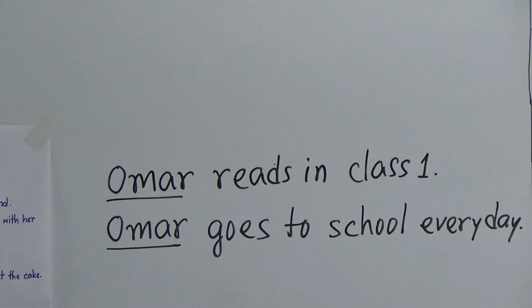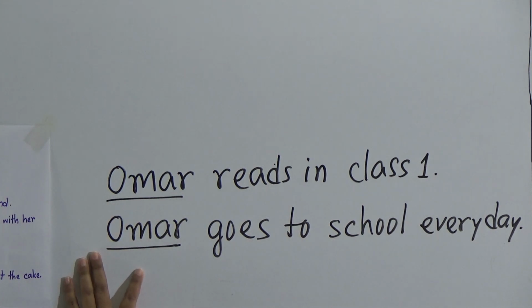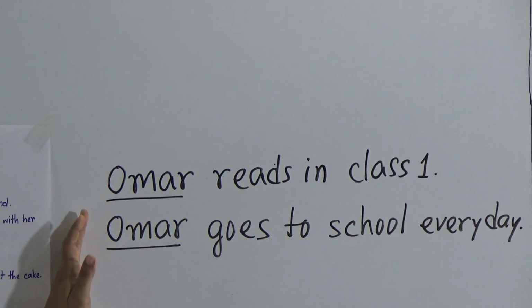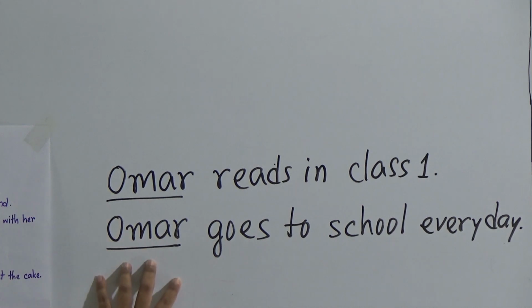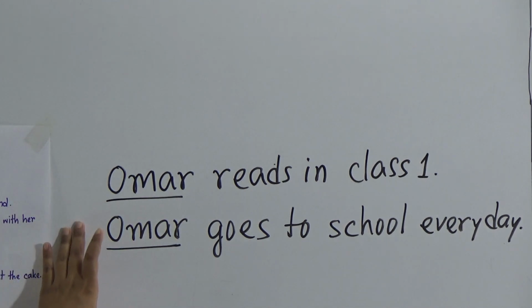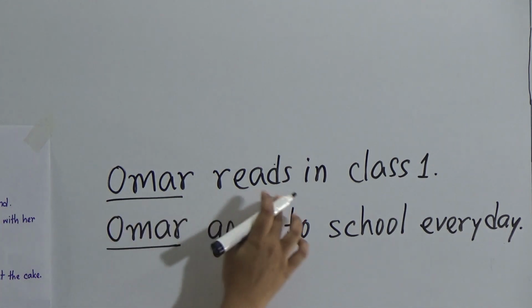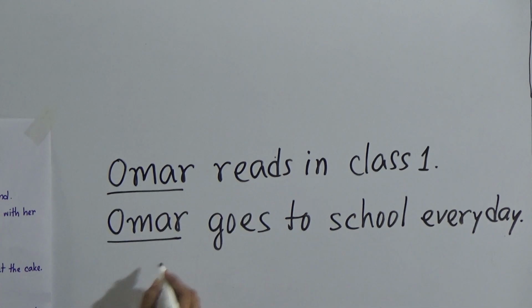So we are talking about Omar in both sentences, so we can join these two sentences using and, because both the sentences are related to each other with a similar idea, or both of them give us information about Omar. So how will you join the sentences? At first we will write the full sentence.